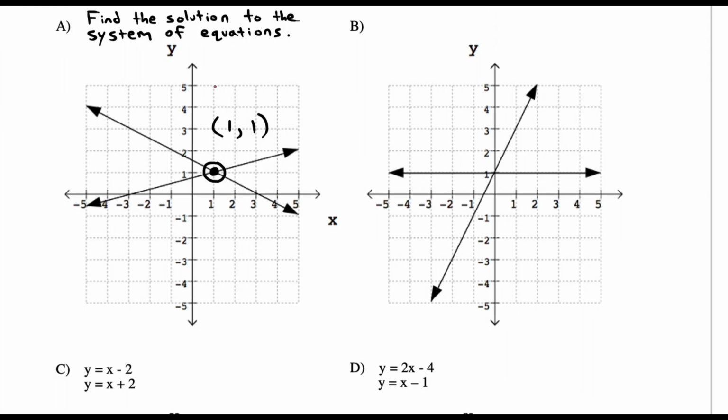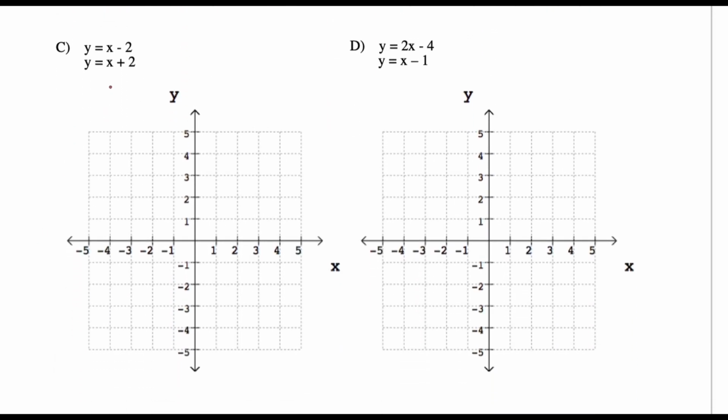That means, though, that x is 1 and y is 1. That's another way to say what the solution is. You could state it as a coordinate pair, as an (x, y), or you could just say the solution is x equals 1 and y equals 1. Those are two different ways to say it.